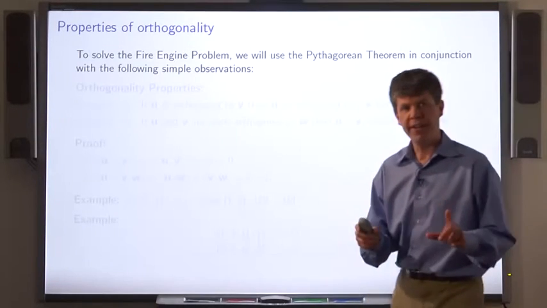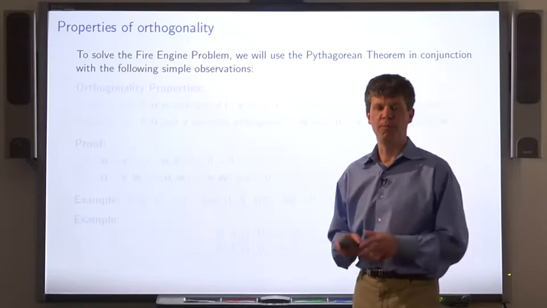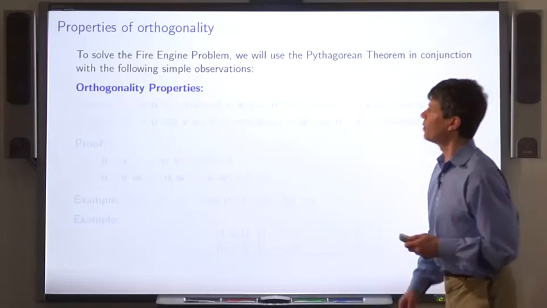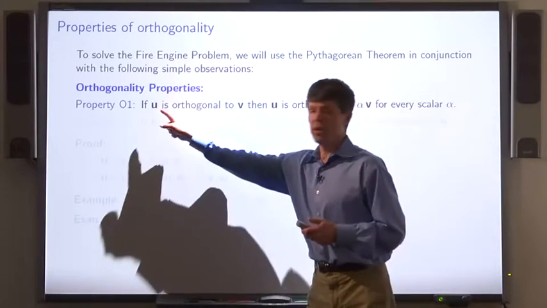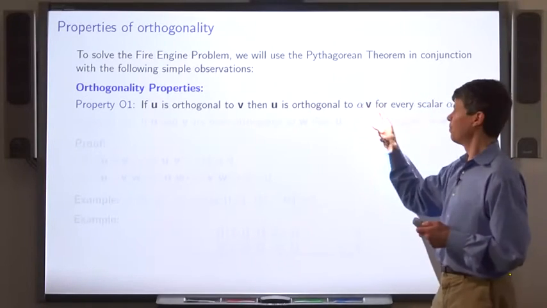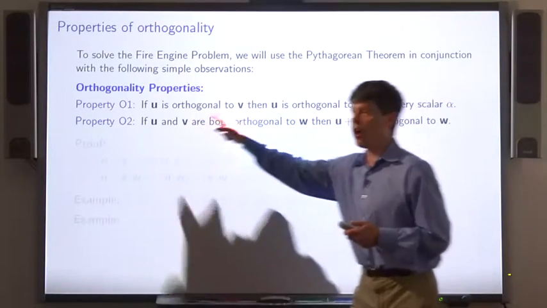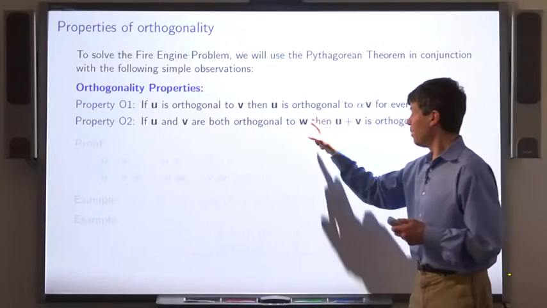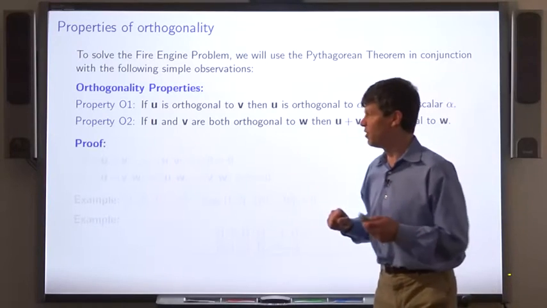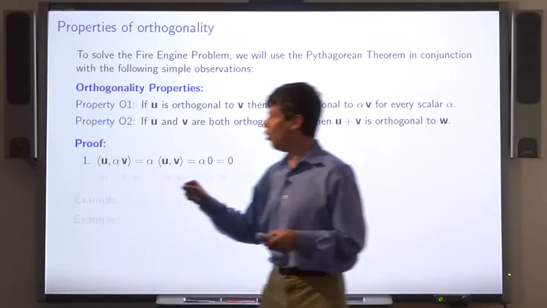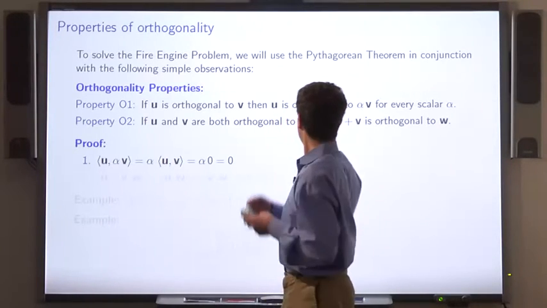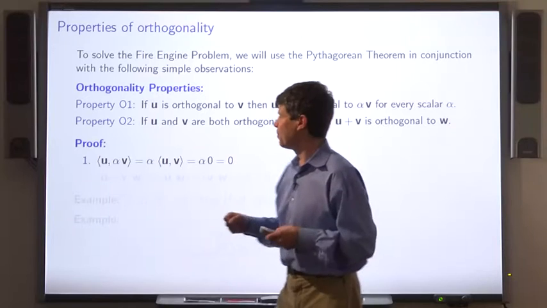We're going to use orthogonality to help us solve the fire engine problem. First, we have to identify some properties of orthogonality. If u is orthogonal to v, then u is orthogonal to any scalar multiple of v. And if u and v are both orthogonal to a third vector, w, then u plus v is orthogonal to w. Let's see the proofs. First, we show property O1. If u is orthogonal to v, then u is orthogonal to any scalar multiple of v.